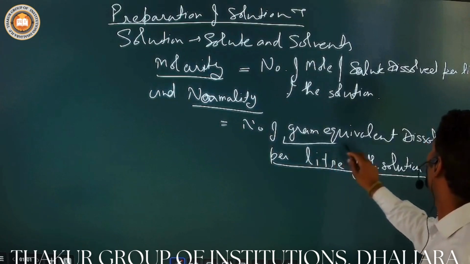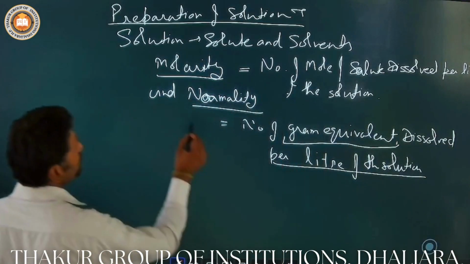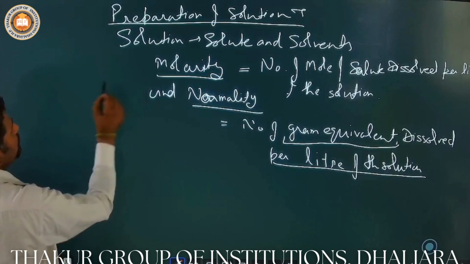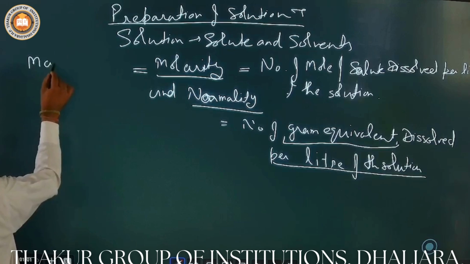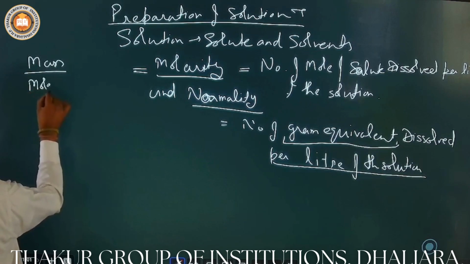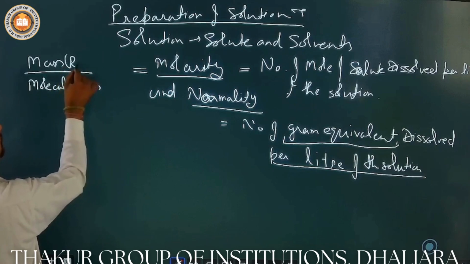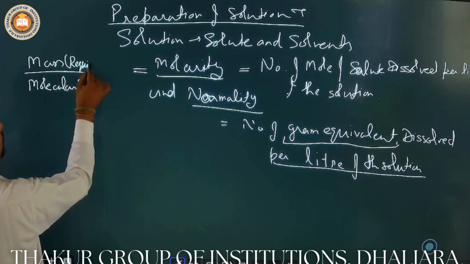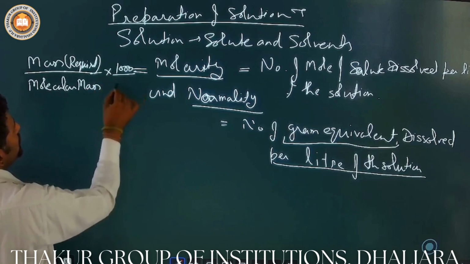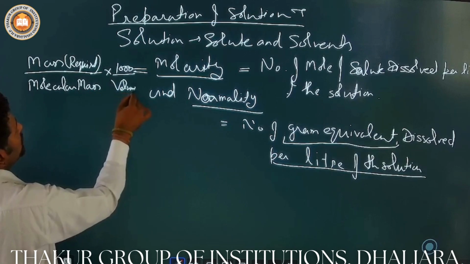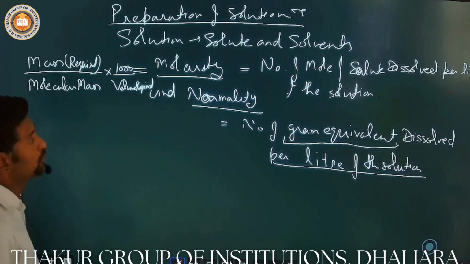Okay, so let us discuss the preparation now. For solution preparation, the general formula for molarity is equal to mass upon molecular mass. This mass is the required mass, that is, how much mass you are going to require, times 1000 upon volume required. This is the basic formula for the preparation of a molar solution.